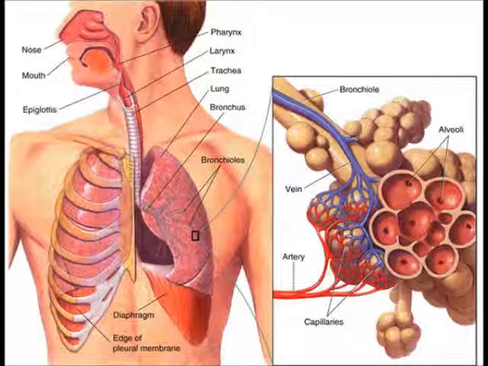Mediastinum, is that a new term for you guys? No. You've learned it before, right? It's the cavity between the right and left lung, sternum and thoracic vertebra. What does it contain? It contains the esophagus, the trachea, the great vessels, which are the superior and inferior vena cava, nerve trunks, thymus gland, and lymph nodes. Look at the picture and see where it's located, between the right and left lung, and it has all these structures in it.